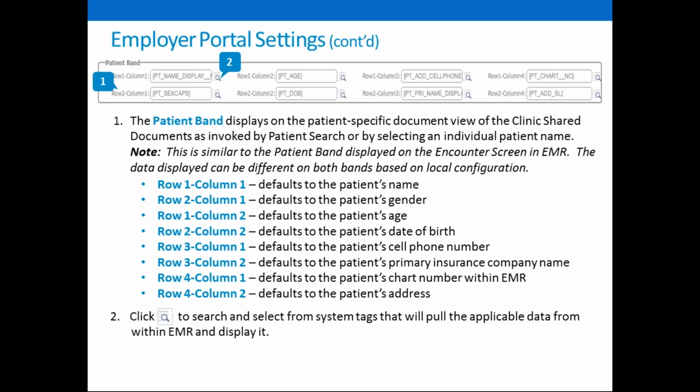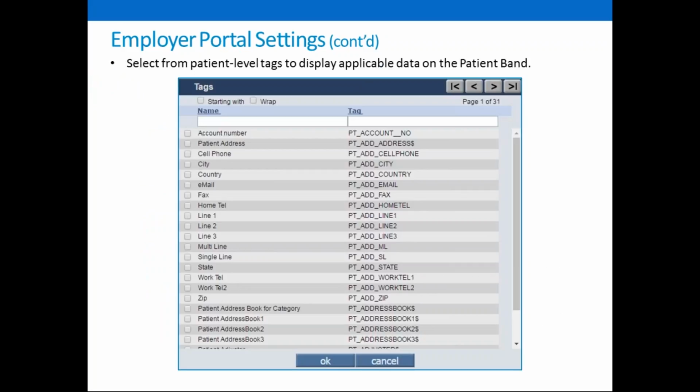And in order to change the tags, as number 2 is pointing to the little magnifying glass, you would just click on the magnifying glass. And here's an example of what the tags look like. So you don't really need to be a programmer to do this. You can tell by the name what is going to display there.